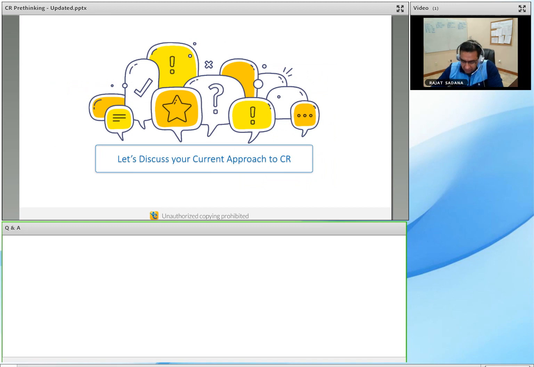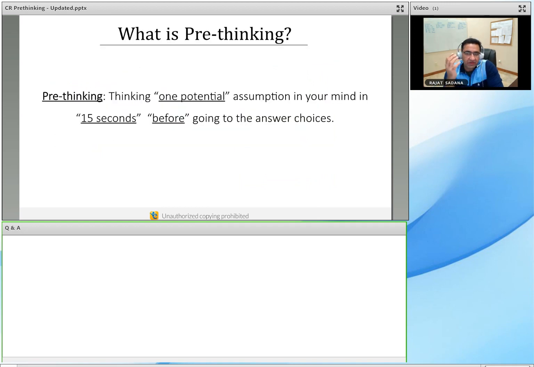Okay, before we do that, let's understand what pre-thinking is. Pre-thinking is thinking of one potential assumption in your mind in 15 seconds before looking at the answer choices. The three words in quotes are really important. An argument can have multiple assumptions, so while we're doing pre-thinking, we're not looking at the whole realm of assumptions that an argument can have. We are only looking at one potential assumption.